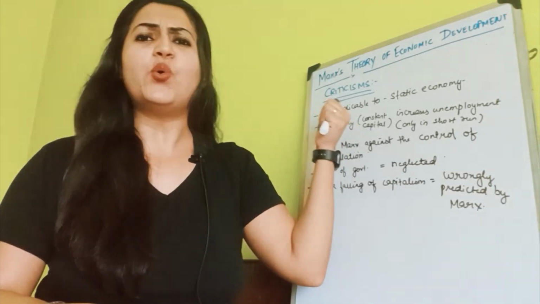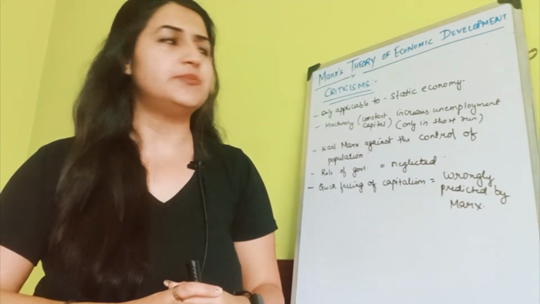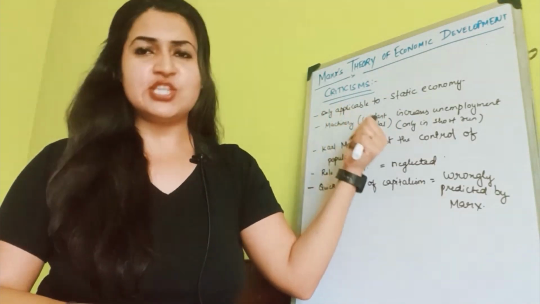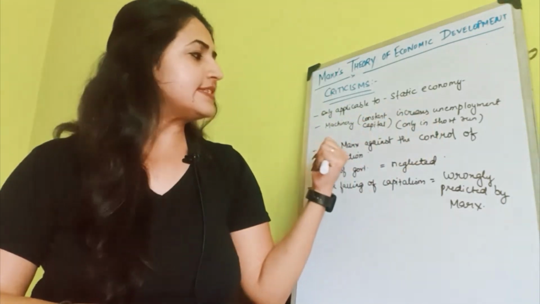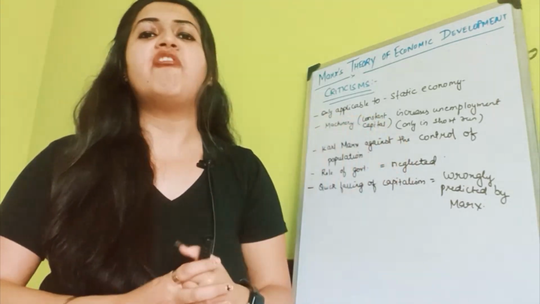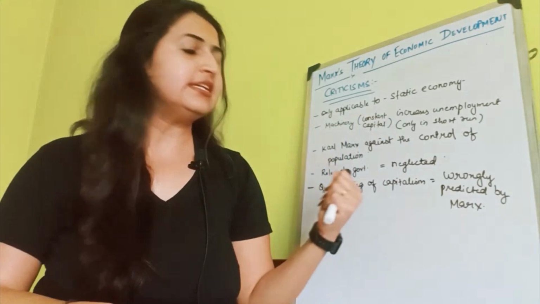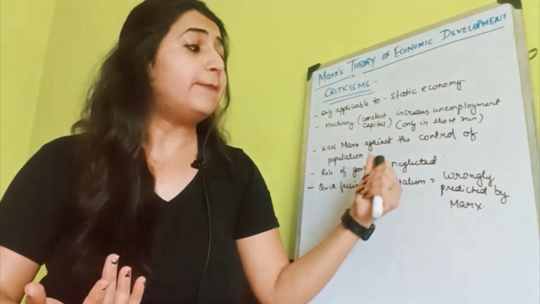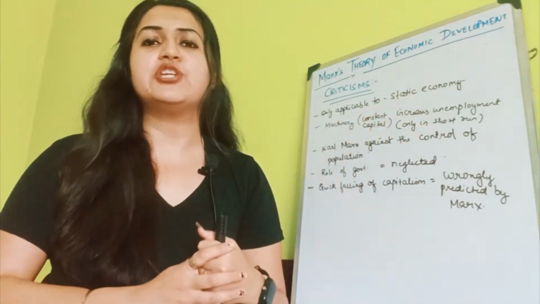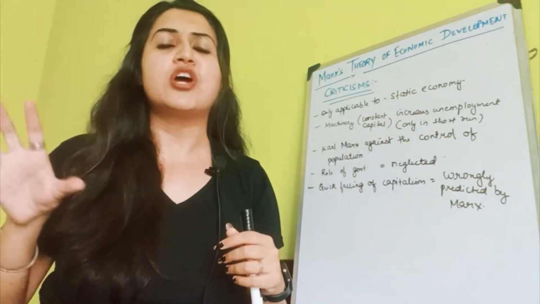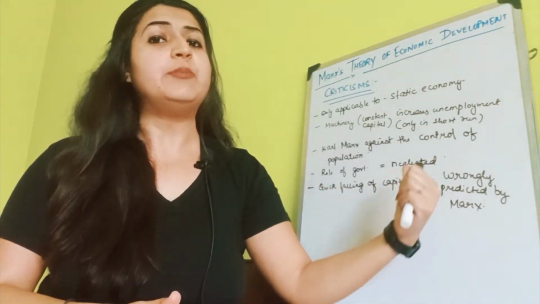The first is it's only applicable to static economy. That means it's inapplicable to a dynamic setup. The next is machinery, which is the constant capital. It increases unemployment only in the short run. Next is Karl Marx was against the control of population. That means he completely ignored the ill effects of overpopulation. The next is the role of government is completely neglected in this theory. And the last one is, as we have discussed in the explanation too, that ultimately there is a destruction of capitalism in the economy. So this quick falling of capitalism is wrongly predicted by Karl Marx.